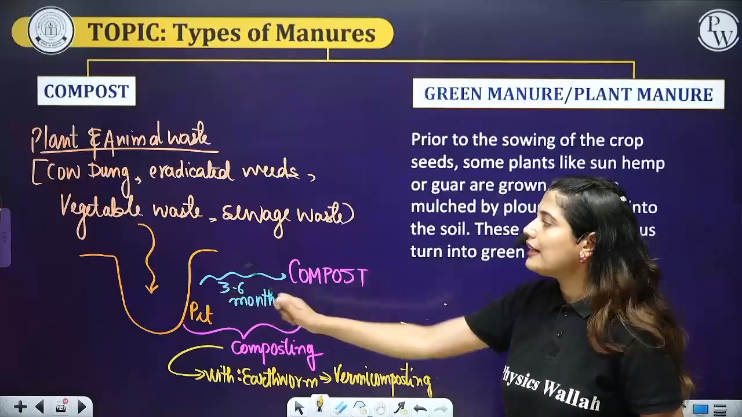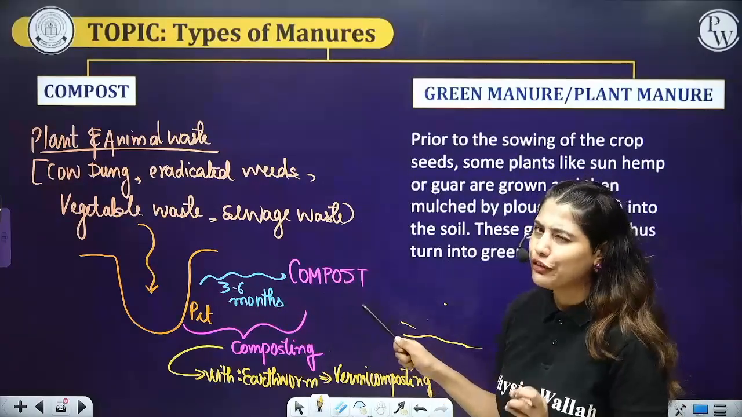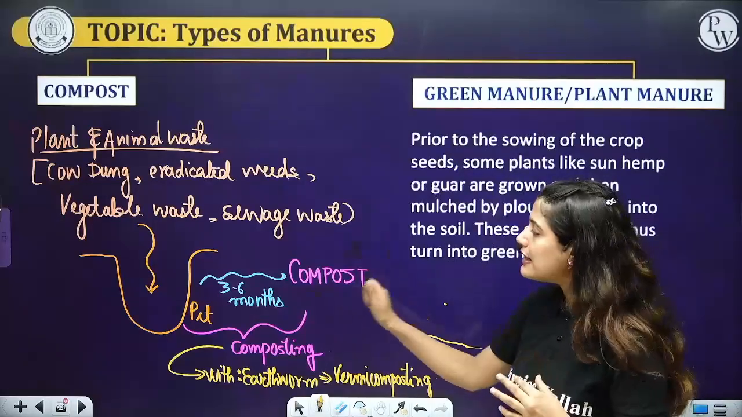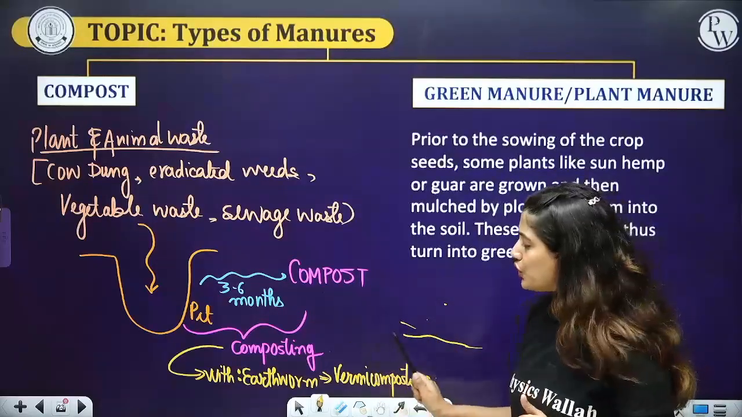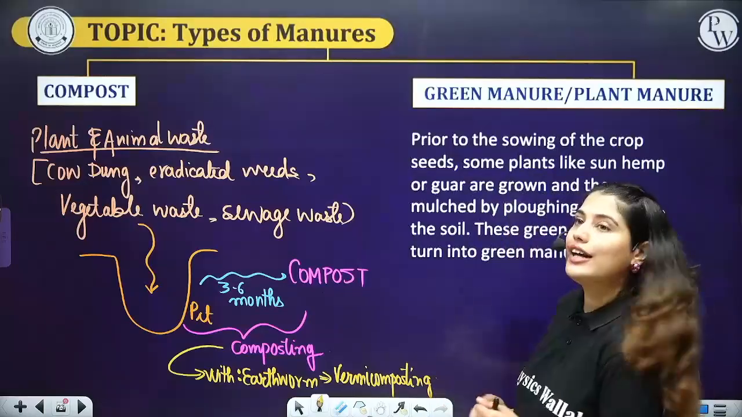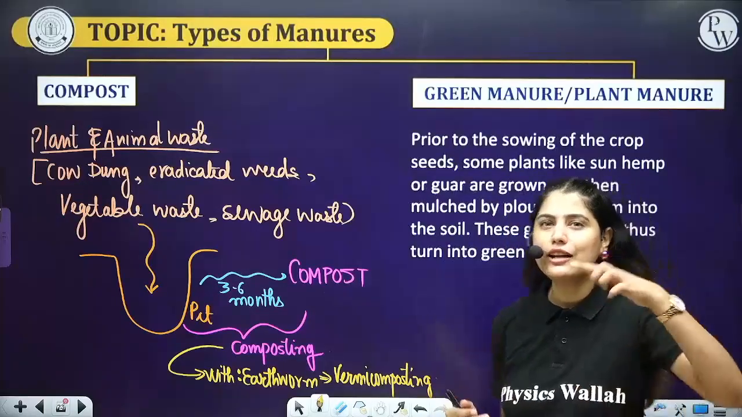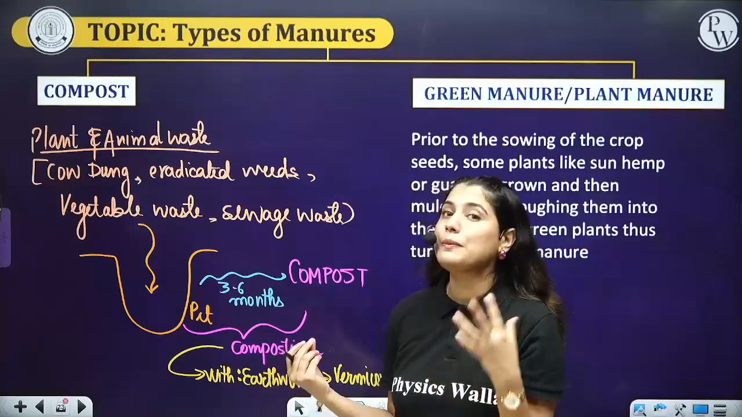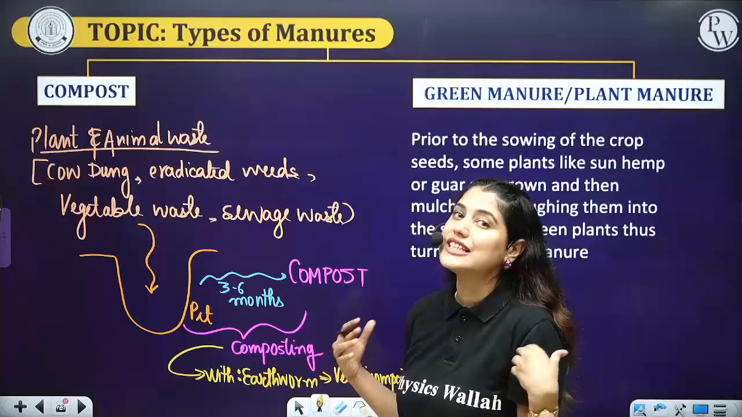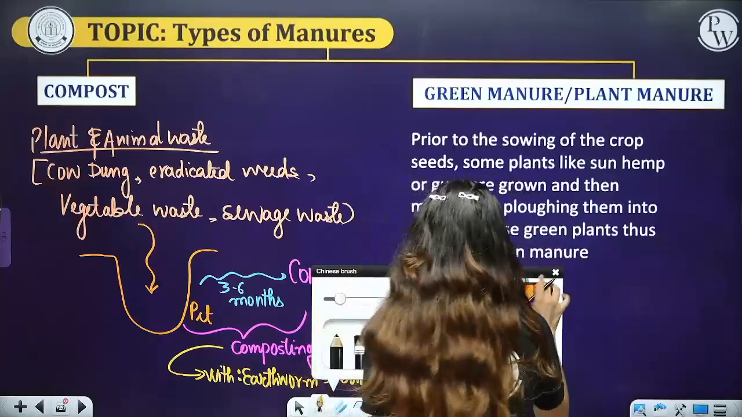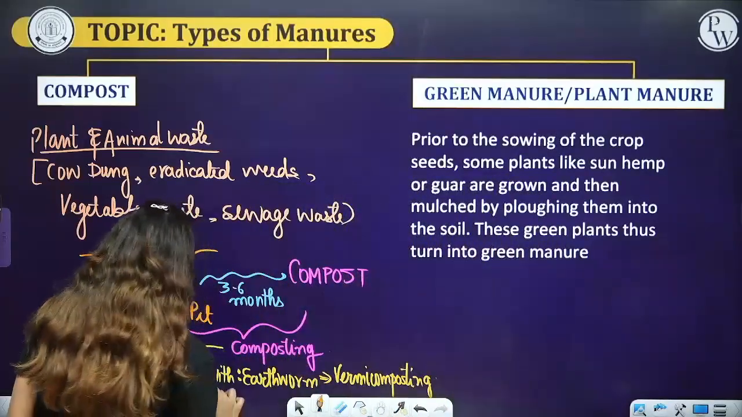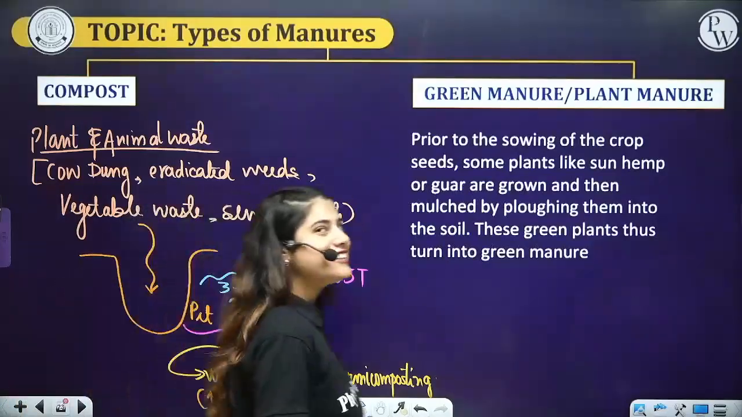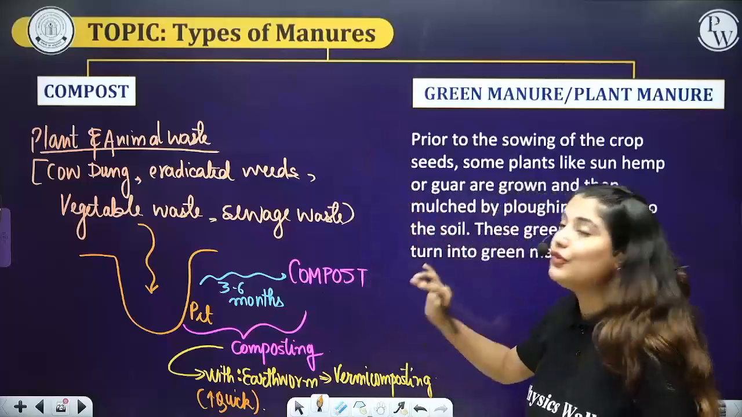So if we have dug a pit and put our waste into it and leave it for a few months, we find a type of manure called compost is formed. This process is called composting. If you use the earthworm, this process is called vermicomposting. Earthworms loosen and turn the soil more, and they degrade it more, so they make the process quicker. So that was about composting and vermicomposting.